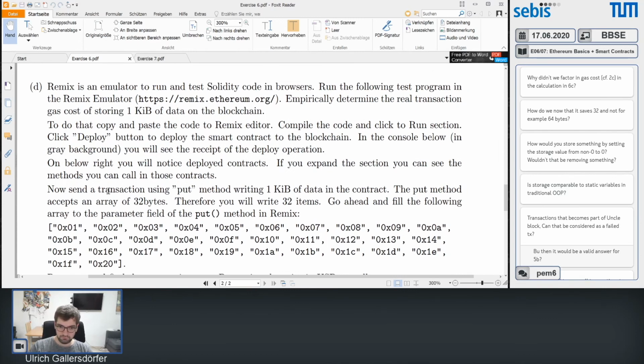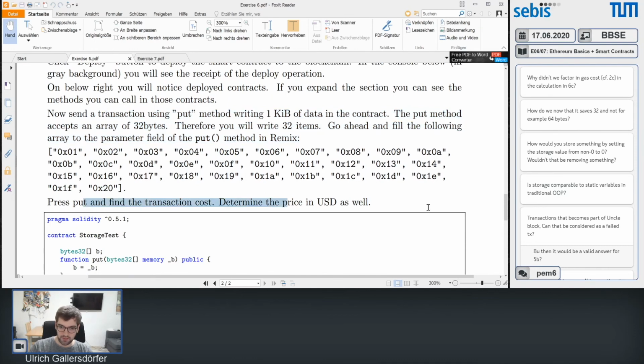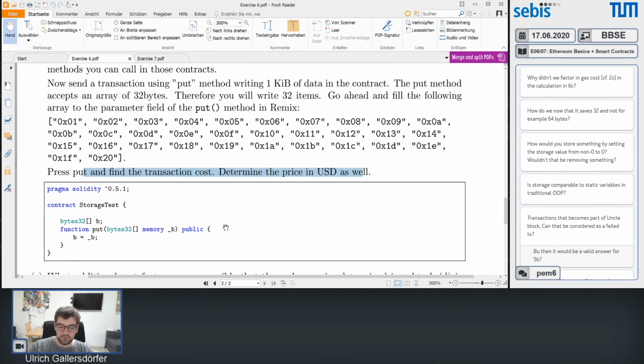And we can put in this data. Determine the price in US dollars as well. So that's something I did not test, and someone mentioned to me that it does not work, and I want to briefly explain why and tell you how to run it.